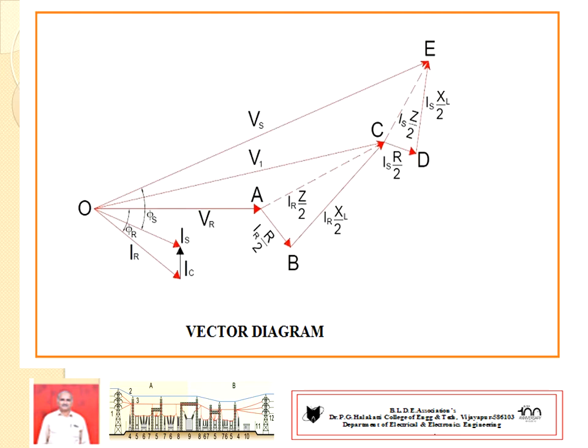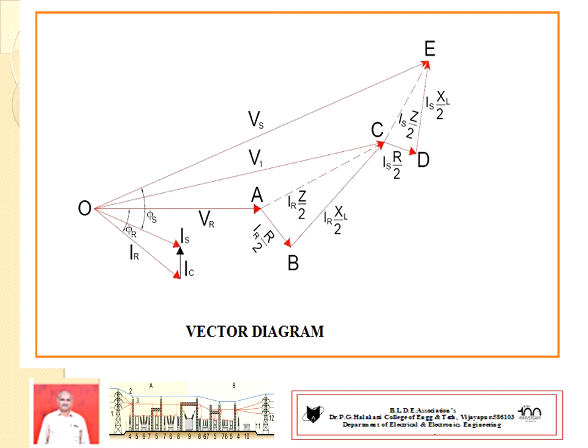Once you are getting the sending end current IS, then go for the addition of 50% drop, which is in favor of sending end side. Again 50% of impedance, IS into Z by 2, that is IS into R by 2. It is in the phase of IS line. You can add the 90 degree leading, that is of the IS into XL by 2. So totally it is IS into Z by 2. So you are getting the point E.